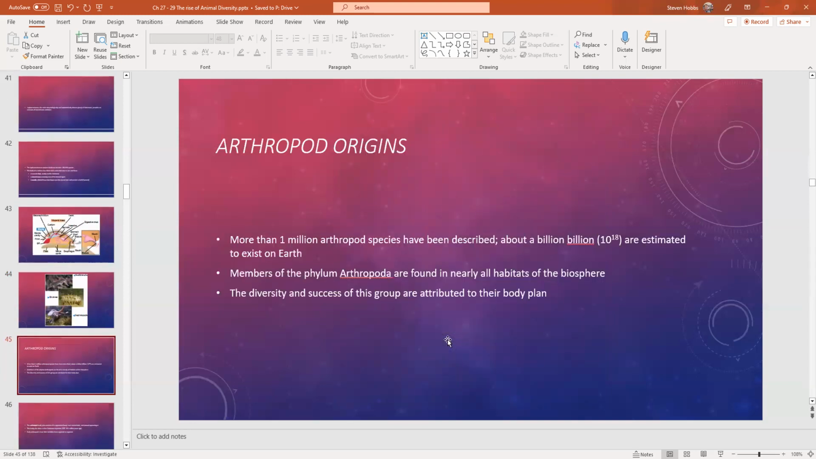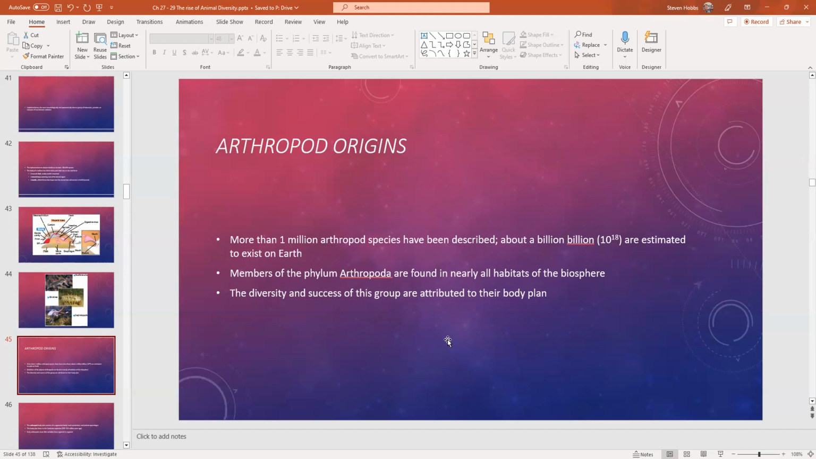Now, arthropods, there are about 1 billion on this planet right now. There are about 1 million arthropod species. So of 1.8 million known animal species, 1 million of those are arthropods. They are found in nearly every habitat in the biosphere. 10 kilometers up, 10 kilometers down. Anywhere you can go on the planet, you're going to find arthropods.